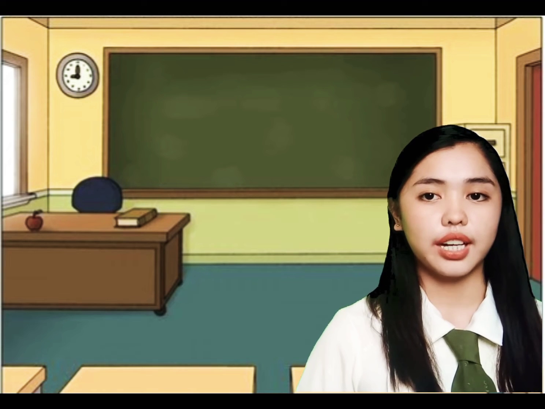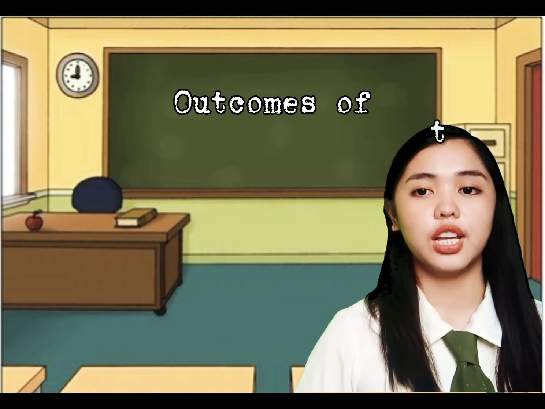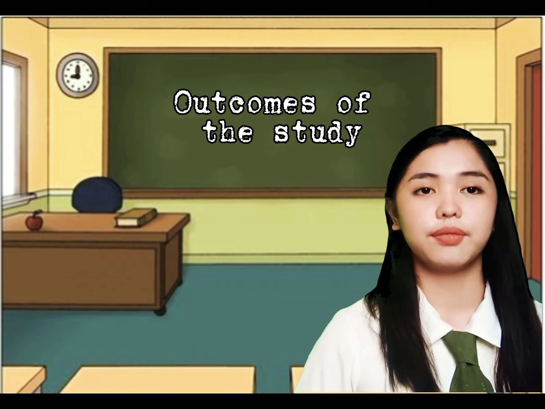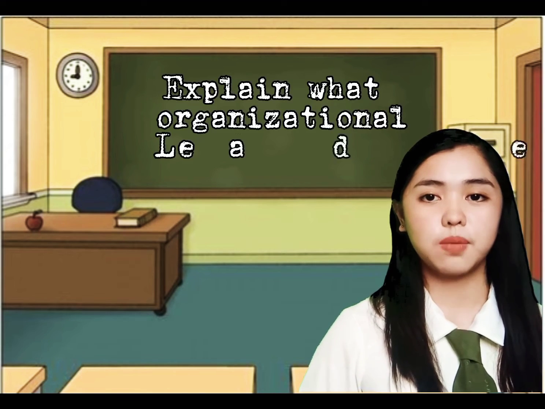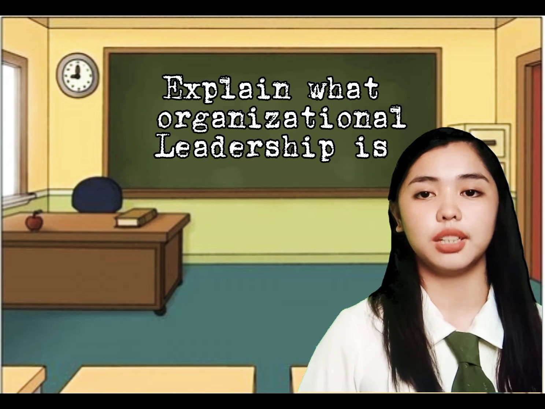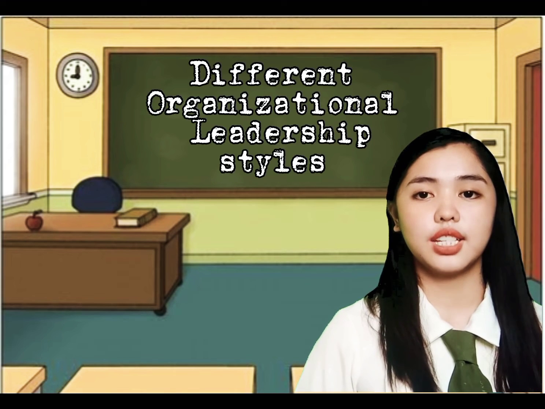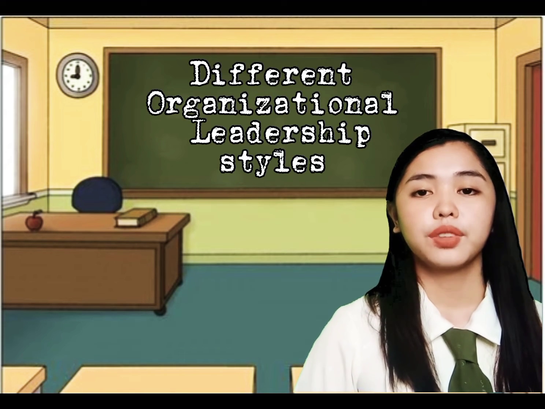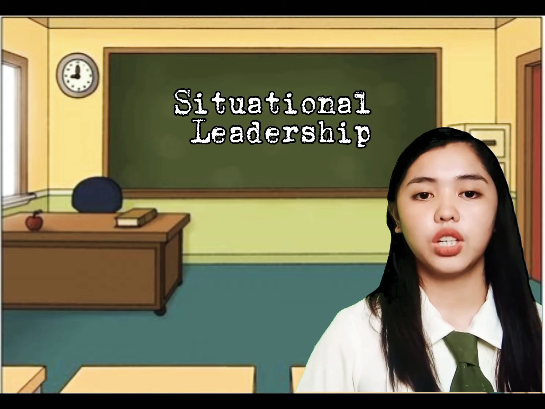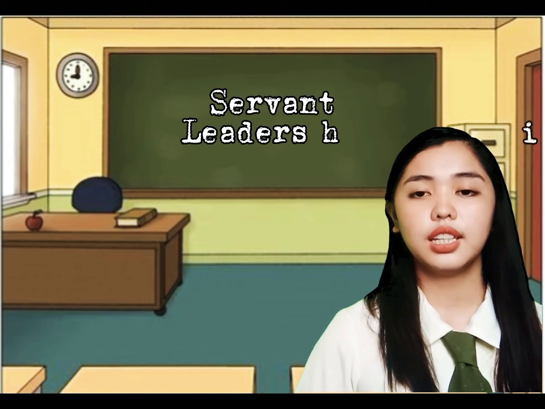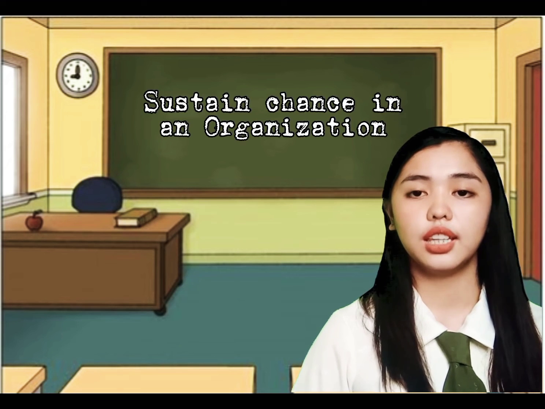But before we start, let me discuss first the learning outcomes of this study. At the end of this chapter, you should be able to explain what organizational leadership is, distinguish between leadership and management, describe different organizational leadership styles, explain what situational leadership and servant leadership are, and discuss how to sustain change in an organization.